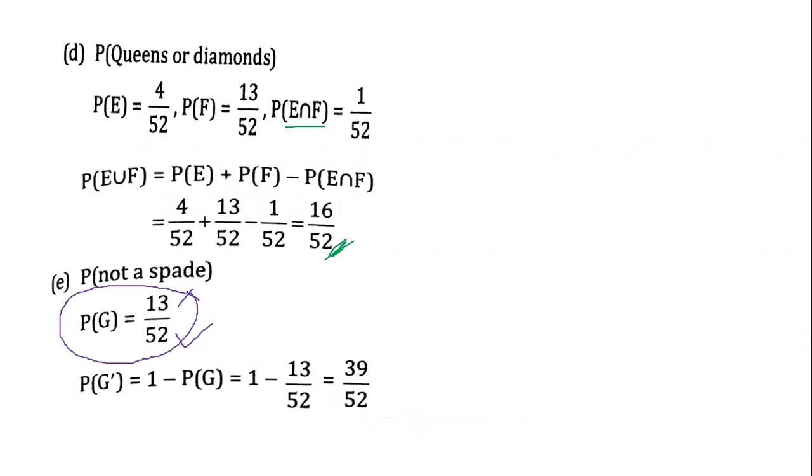Now we have to find out not a spade card. So that is G dash, which is nothing but 1 minus P of G, that is 13 by 52. So the probability of not drawing a spade card is 39 by 52. So this is the final question and the answer of this particular problem.